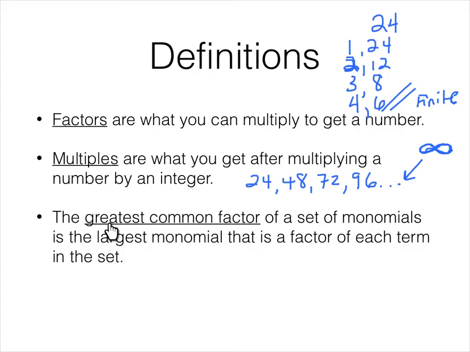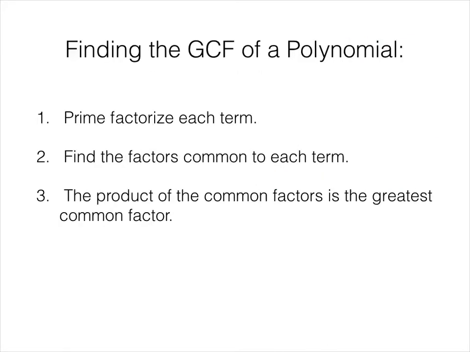Now, the greatest common factor of a set of monomials is the largest monomial that is a factor of each term in the set. Before we do an example, let's talk about how we're going to actually find the greatest common factor of a polynomial. We're going to start off by prime factorizing each of the terms in an expression. Then we're going to find the factors common to each term. Then we're going to find the product of the common factors. That's the greatest common factor.